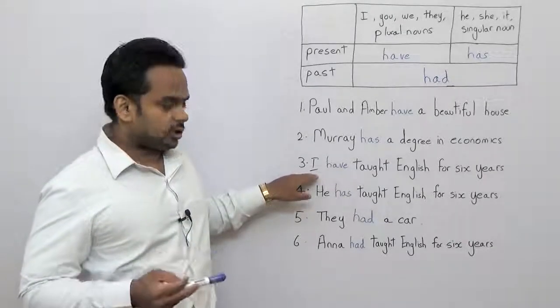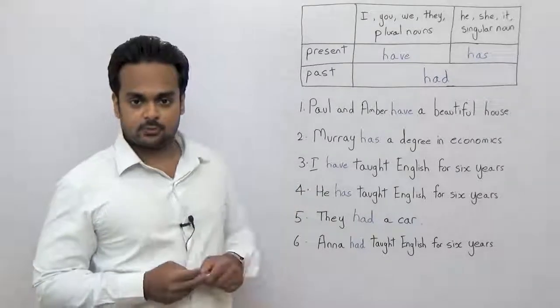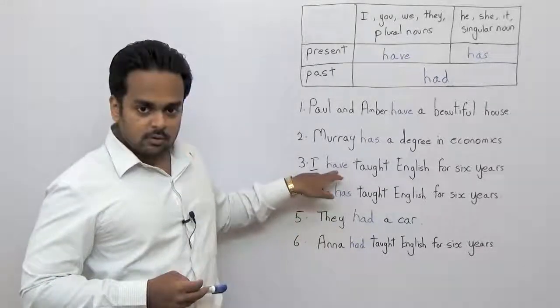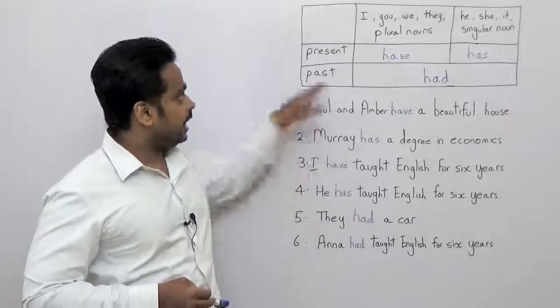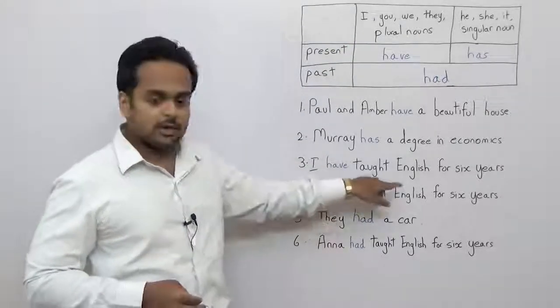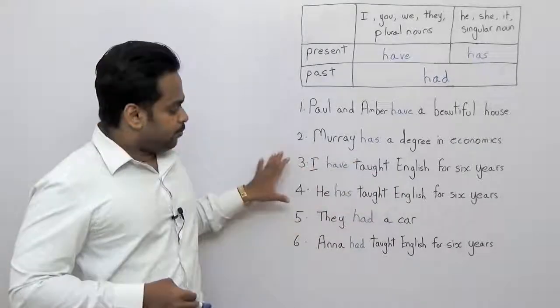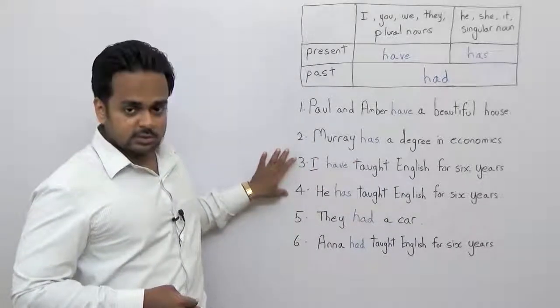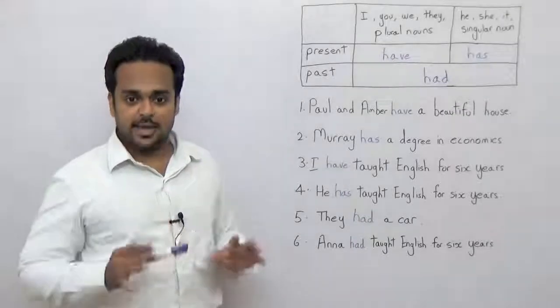I have taught English for 6 years. Okay? We're using have because the subject is I. But look at this sentence. He has taught English for 6 years. Now, both of these sentences are basically just the same.